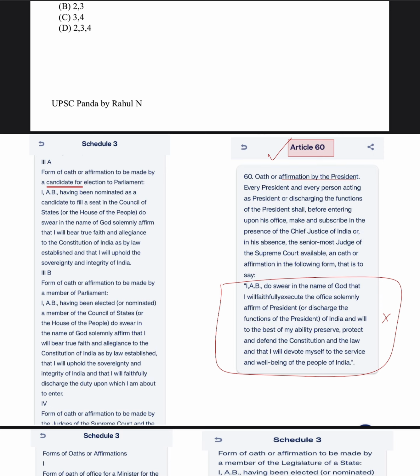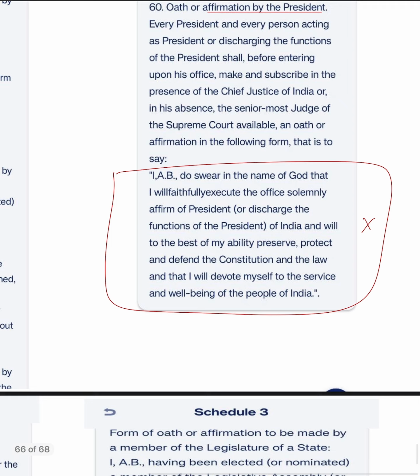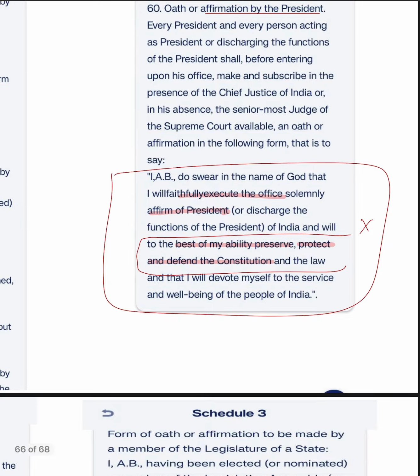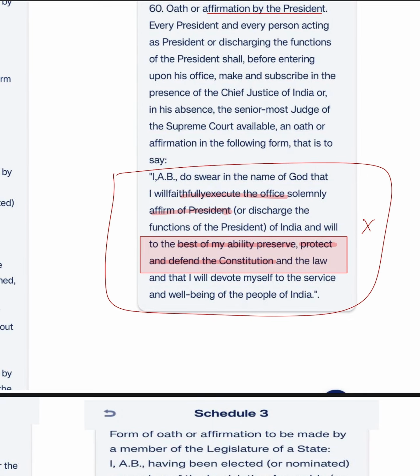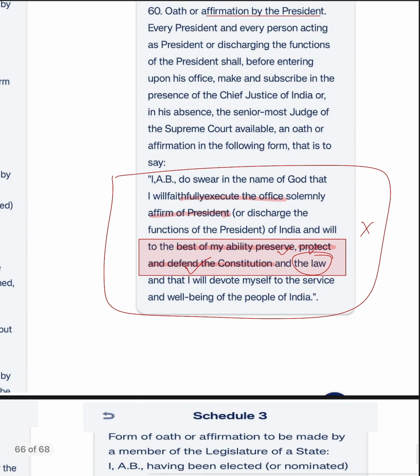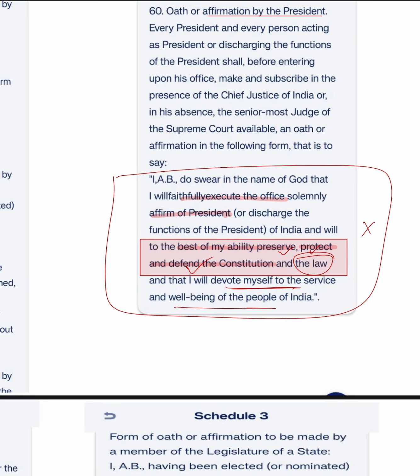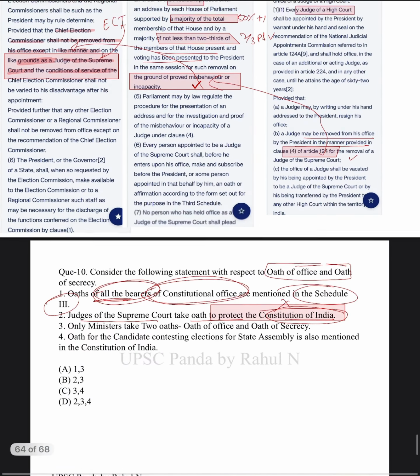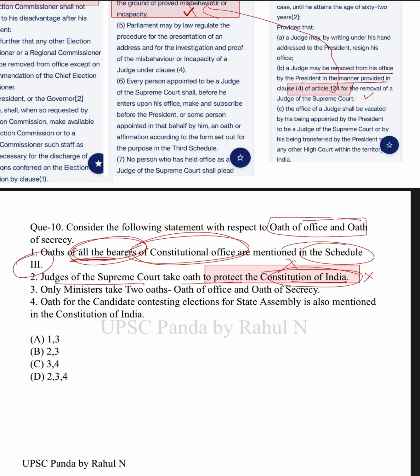ठीक है. Now you see and read the oath and affirmation of the President of India, that I will faithfully execute the office, solemnly affirm, of President, that best of my ability preserve, protect and defend the Constitution. So this is the only oath of the President of India जहां पर वो बोलते हैं कि हम protect करेंगे, preserve करेंगे, defend करेंगे Constitution of India की, and laws, and devote myself to the service and well-being of the people of India. So it is in the President of India, not in the Supreme Court judge. So this is wrong. Only ministers take two oaths, oath of office and oath of secrecy.